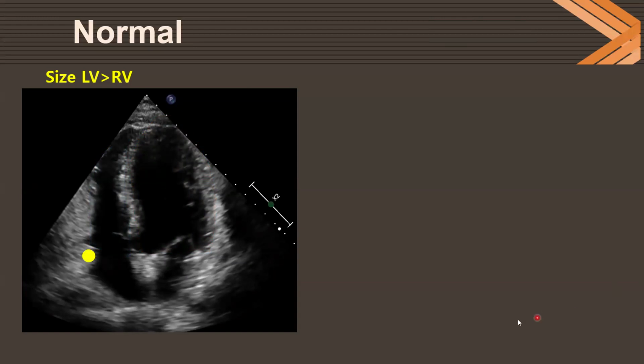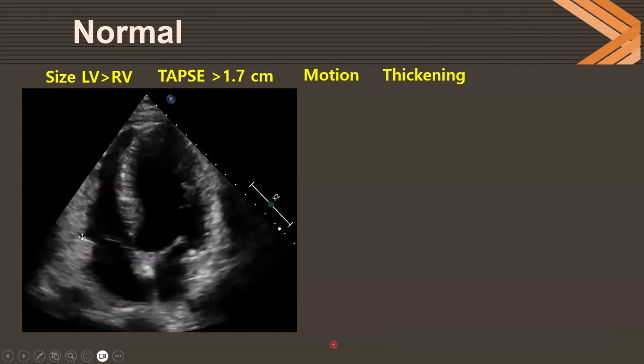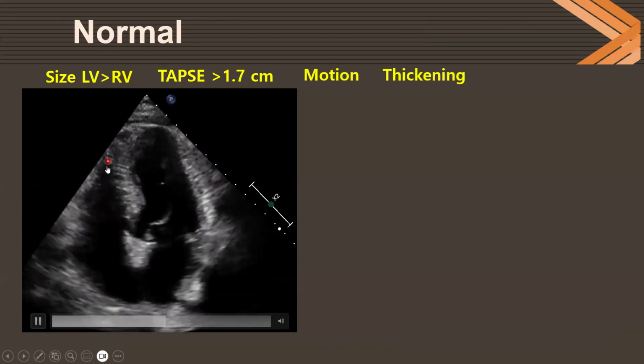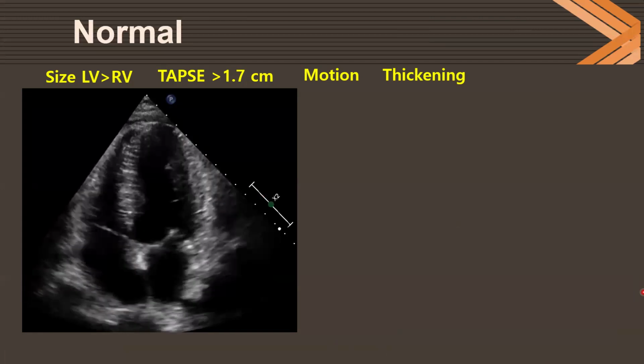Moreover, the most lateral part of the tricuspid valve should be here. This is the tricuspid valve, and the most lateral part, this is called the tricuspid annular plane, and it should move towards the apex with each systole. So this is called tricuspid annular plane systolic excursion, and this is important to assess the function of this right ventricle. As you see here, the tricuspid annulus moves towards the apex with each systole, and there is also the same principle of motion and thickening on the right ventricle.